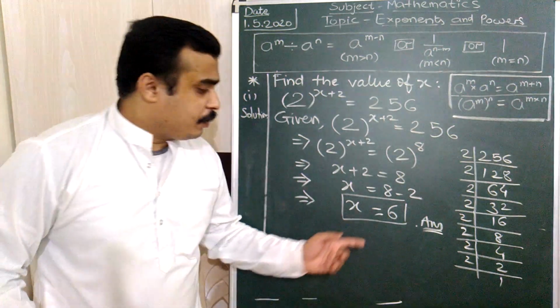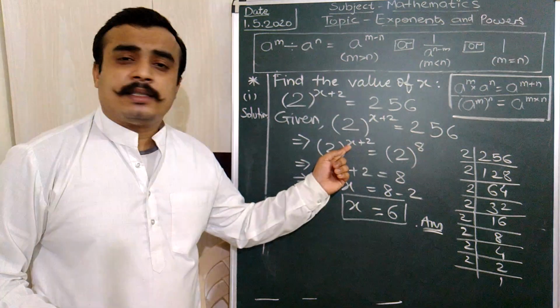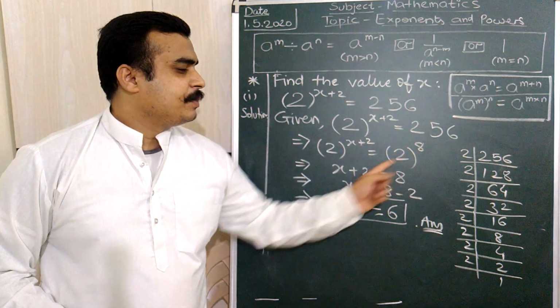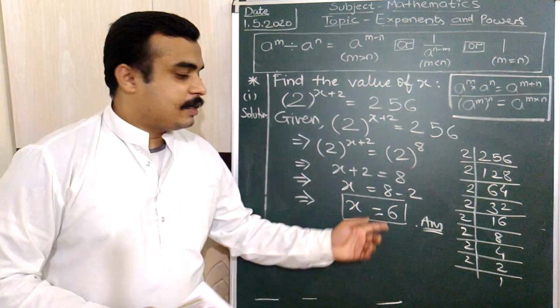And if you want to check, you can also check it. Like here we have 6. If you put the 6 here, 6 plus 2, 8. Here also 8. So 6 plus 2 is equal to 8. 8 is equal to 8. Yes, the answer is correct.